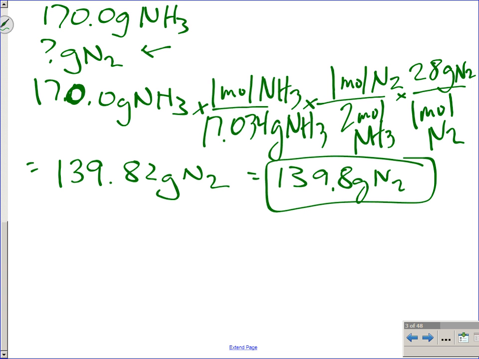Now, question 2. How many liters of nitrogen gas is this, assuming STP conditions? So stop. What comes to mind when you hear STP conditions? 22.4 liters per mole. What do we have right now? We have grams. So can I use it yet? Nah. Okay, so I got to take this and do what? Convert it back to moles. And Sophie, help me out here. How do I convert back to moles?